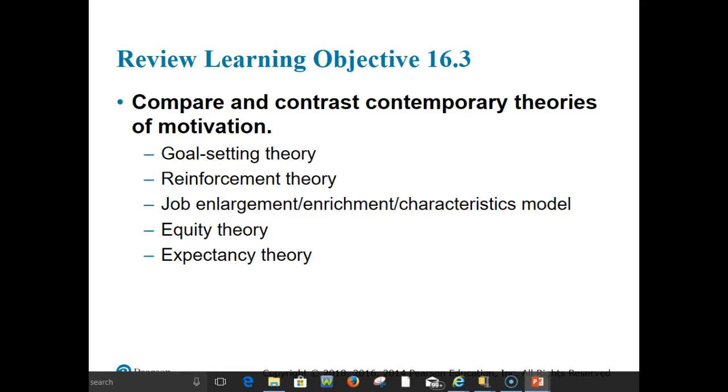Just remember that the reinforcement theory says that behavior is a function of its consequences. To motivate, use positive reinforcers to reinforce desired behaviors, and ignore undesirable behavior rather than punishing it. Also remember that job enlargement involves horizontally expanding job scope by adding more tasks or increasing how many times the tasks are done.